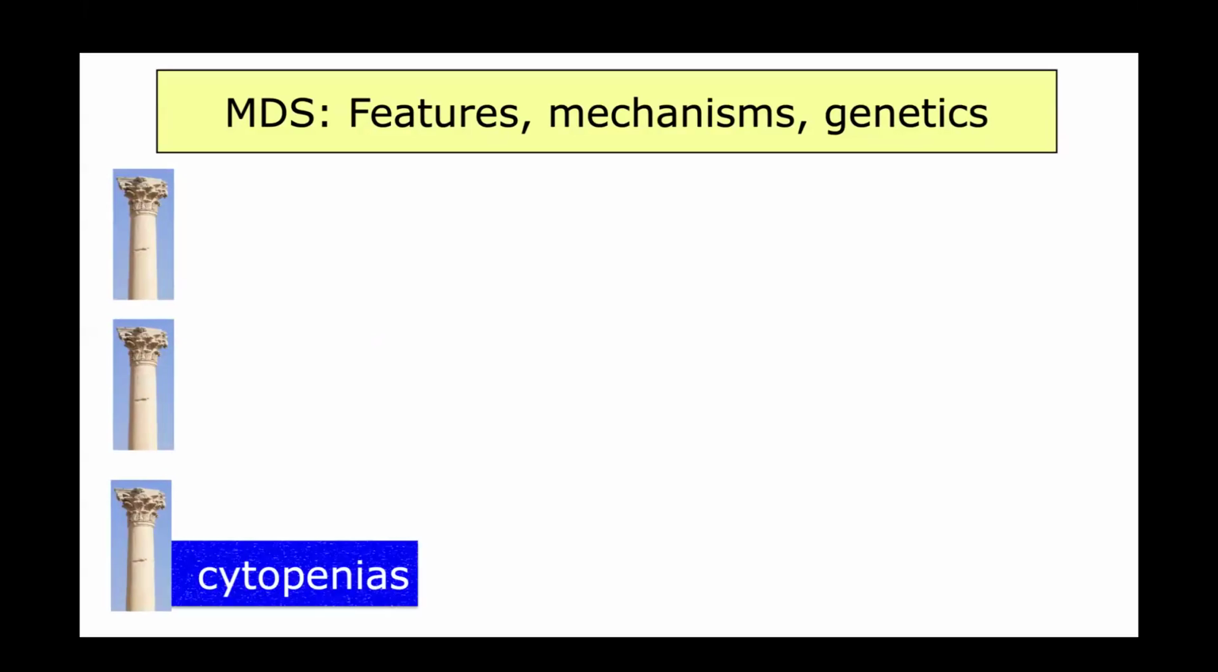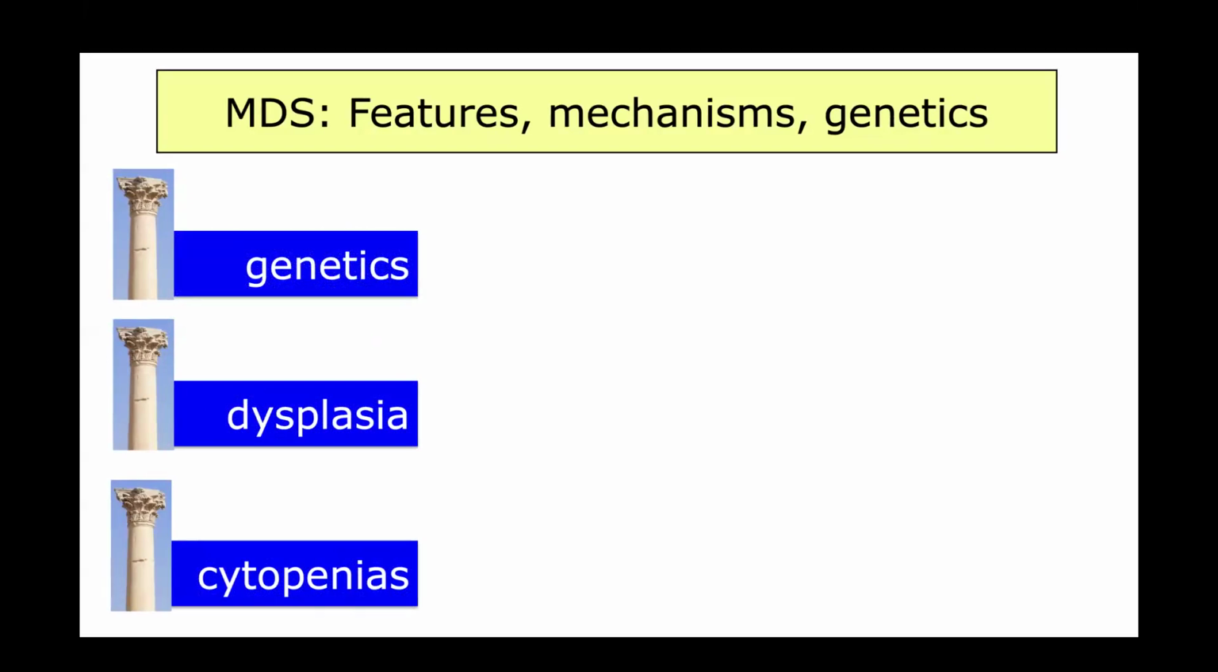So to summarize, and we're getting towards the end now, the features, the mechanisms and genetics of MDS, we talked about how it is essential to make a diagnosis of MDS that you have a cytopenia. In many but not all instances, there is dysplasia.